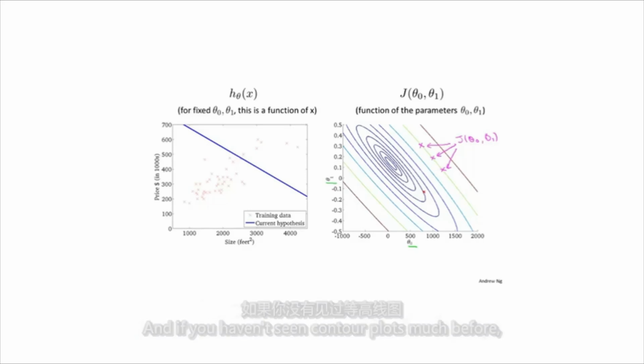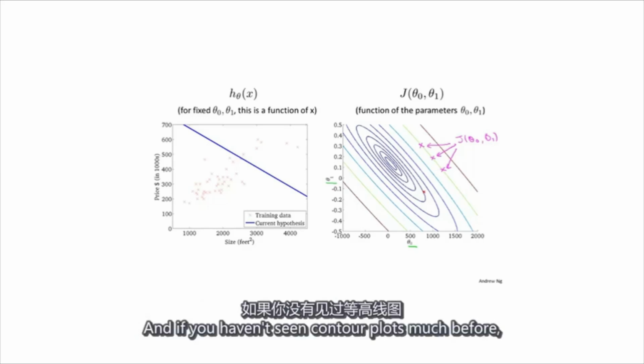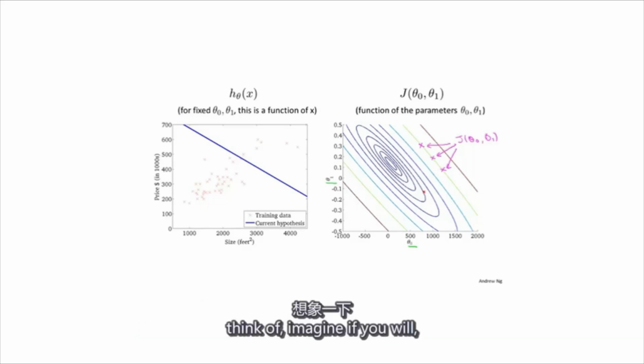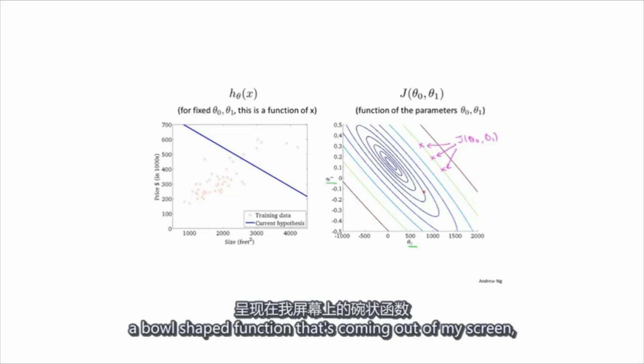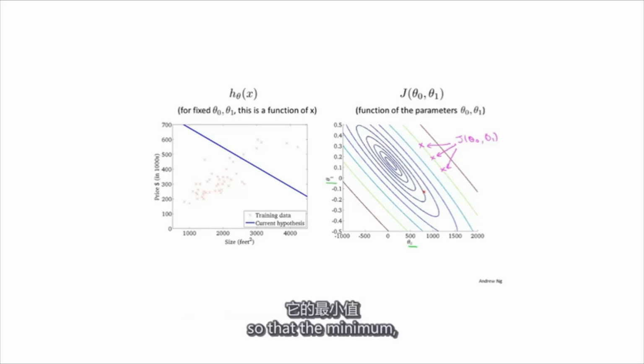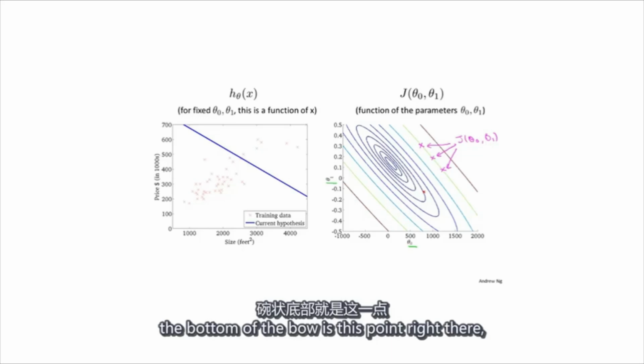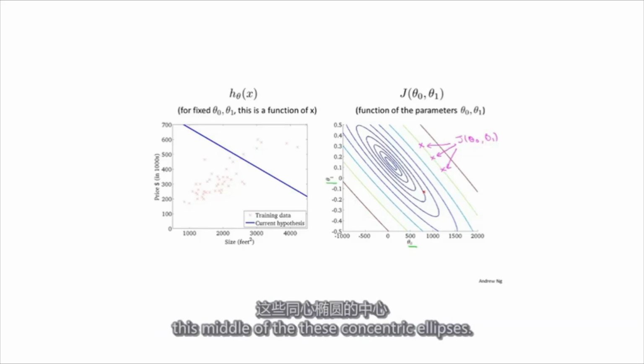If you haven't seen contour plots much before, imagine, if you will, a bow-shaped function that's coming out of my screen, so that the minimum, the bottom of the bow, is this point right there, the middle of these concentric ellipses.